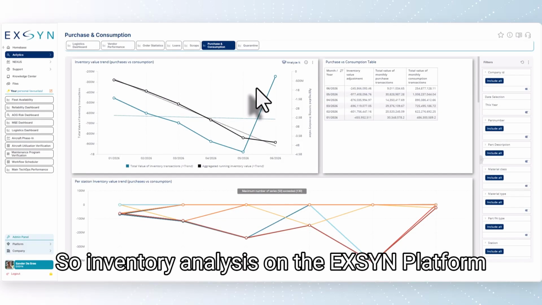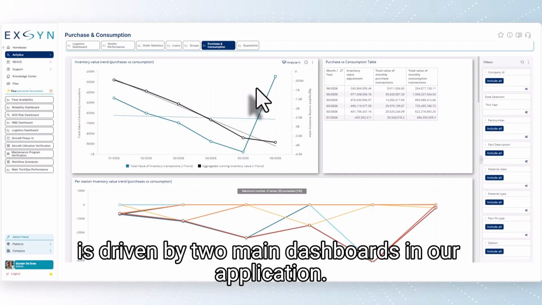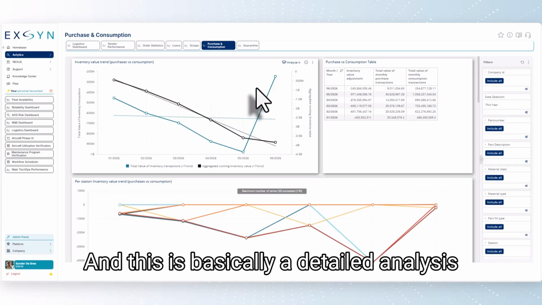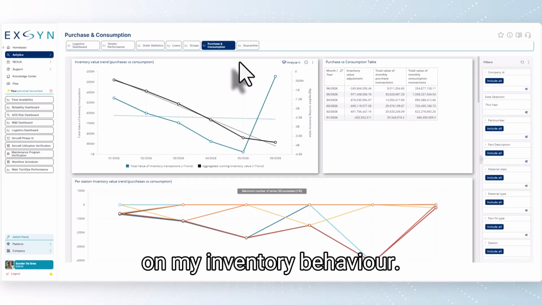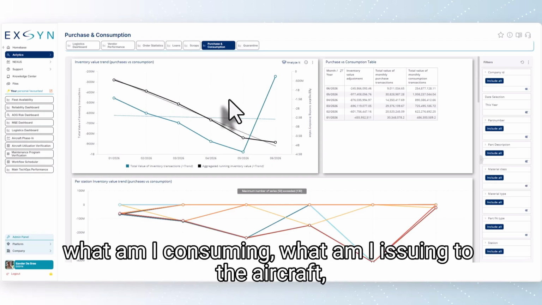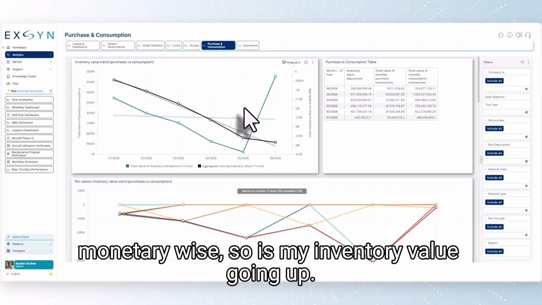So inventory analysis on the EXSYN platform is driven by two main dashboards in our application. First of all, it's purchase and consumption that we see on screen here. This is basically a detailed analysis of my inventory behavior. What am I buying as an organization? What am I consuming? What am I issuing to the aircraft? And how does that translate into actual value, monetary wise?